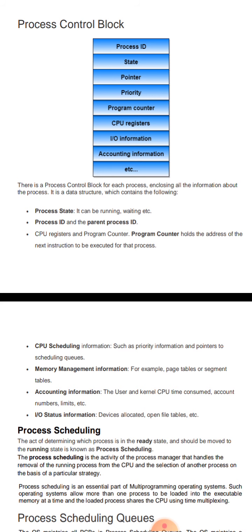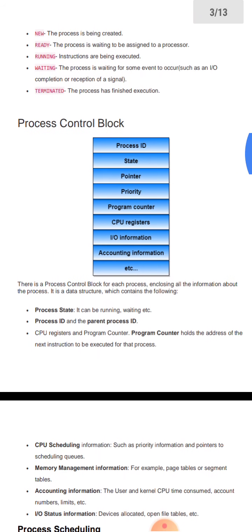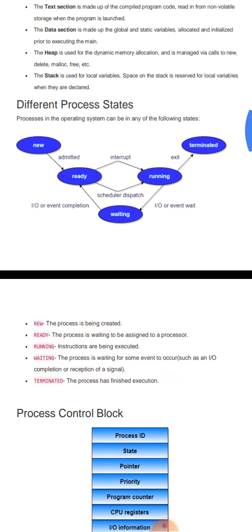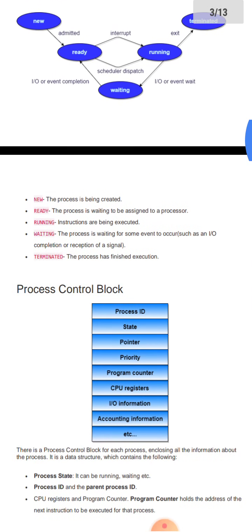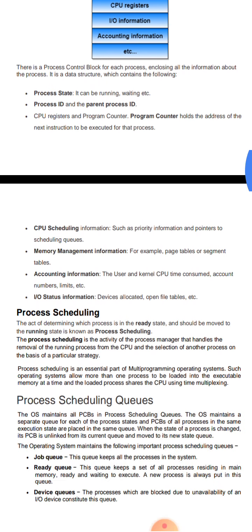See, each and every element in the PCB is explained here. First one is the process state. It can be running or waiting. In the above section, we have seen different types of states. These are the six types of state. In that, any one of the states will be here for that process. Then process ID, that is parent process ID. Then process count, program counter, which holds the address of next instruction.